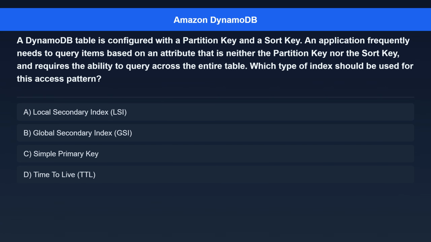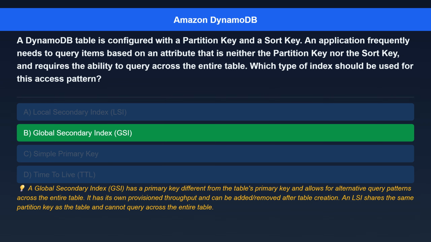Question 5. A DynamoDB table is configured with a partition key and a sort key. An application frequently needs to query items based on an attribute that is neither the partition key nor the sort key, and requires the ability to query across the entire table. Which type of index should be used for this access pattern? Option A, Local Secondary Index, LSI. Option B, Global Secondary Index, GSI. Option C, Simple Primary Key. Option D, Time to Live, TTL.